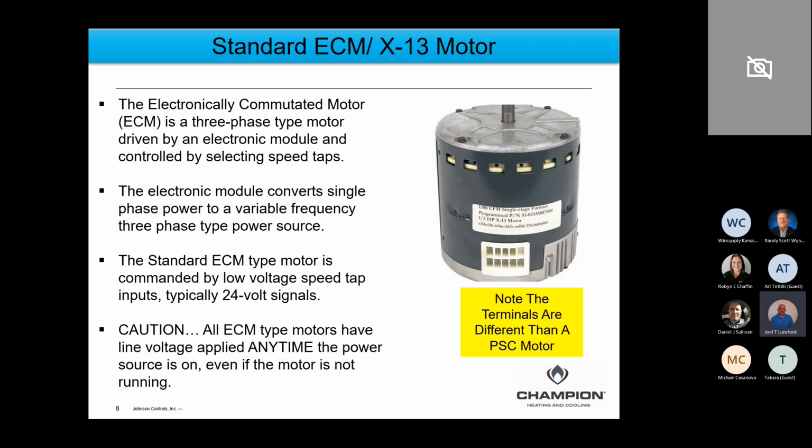All right, now I would like to ask everyone to please note that the terminals are different than a PSC type of blower. Instead of wires coming out and a capacitor and all that, we just have these terminals on the back of the module itself. You'll notice there is not a capacitor associated with this motor, because it's a high efficiency standard ECM type of motor. And finally, the motor may take multiple speed commands, and it will always drive to the highest speed command that it gets. And again, those are 24-volt commands.